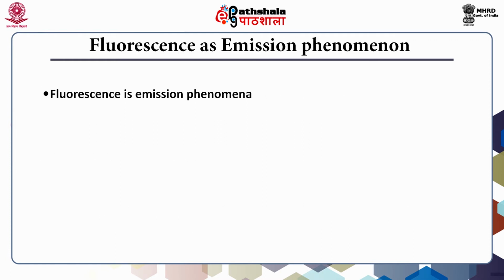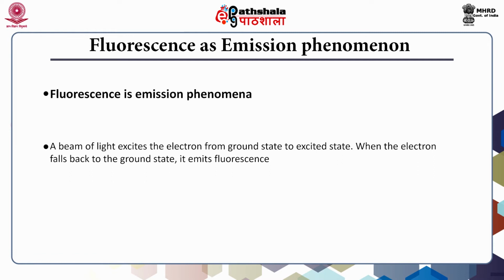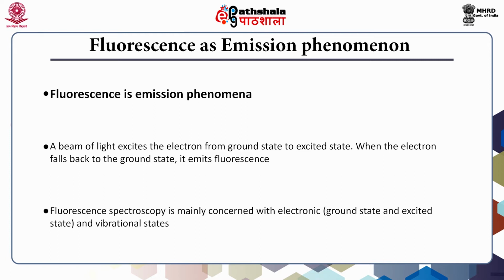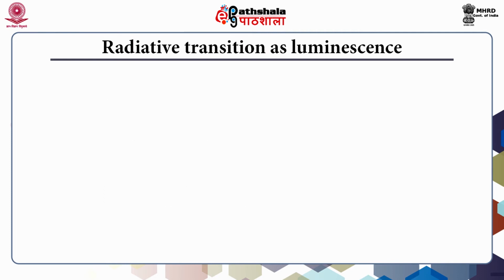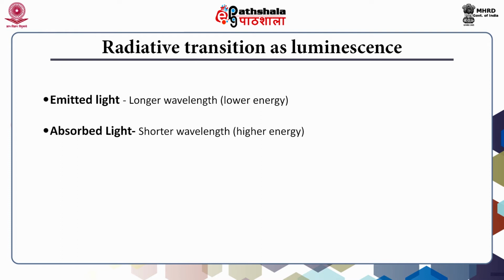In this emission phenomenon, a beam of light excites the electron in a molecule which moves from the ground state to a higher energy excited state. When the electron falls back to the ground state, it emits the wavelength in the visible region, also described as fluorescence. Fluorescence spectroscopy is mainly concerned with the electronic state and vibrational states. Therefore, in most cases, the emitted light has a longer wavelength having lower energy than the absorbed radiation having higher energy.